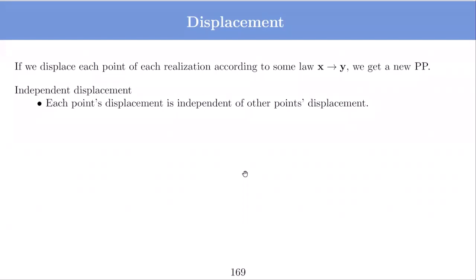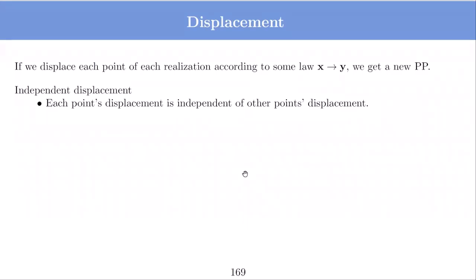The third operation we are going to talk about on point processes is displacement. Displacement means we are translating each point of a realization of a point process. So if we displace each point of each realization according to some law, x is changed to y, and we collect all the displaced points, we get a new point process.